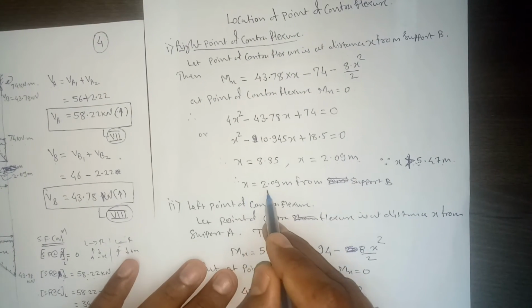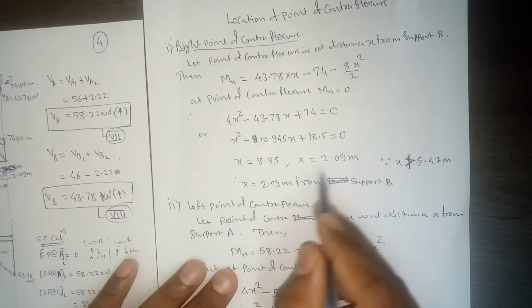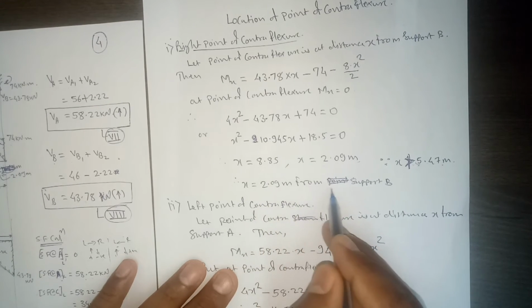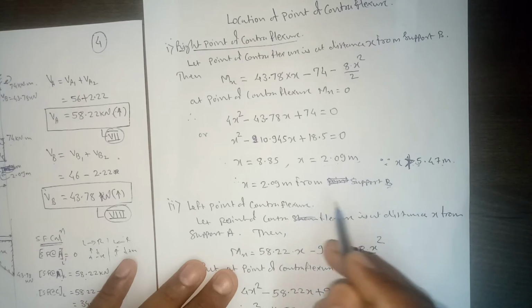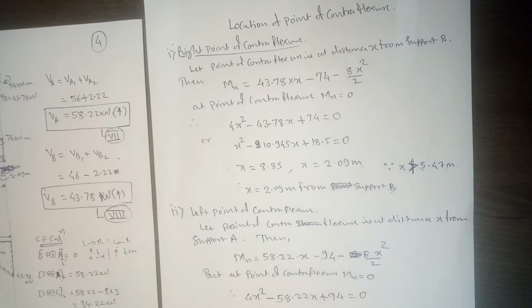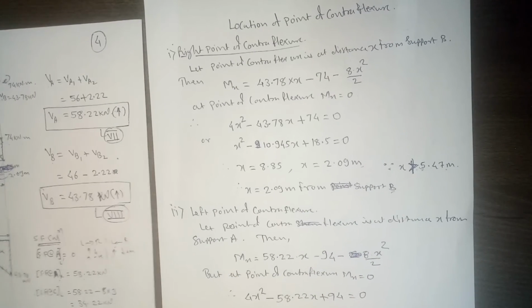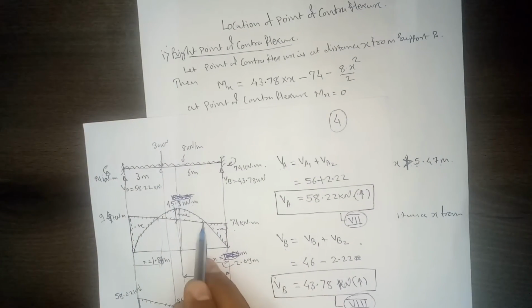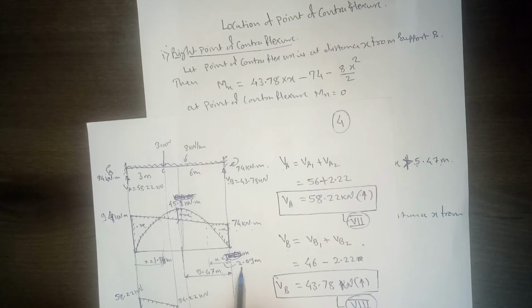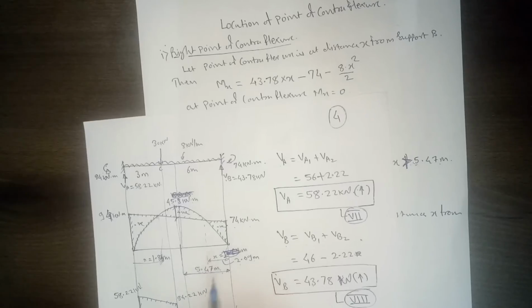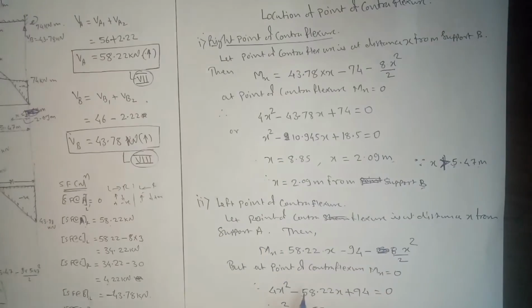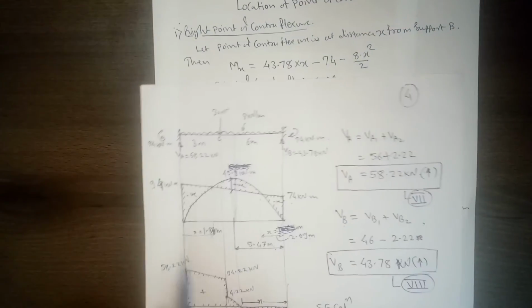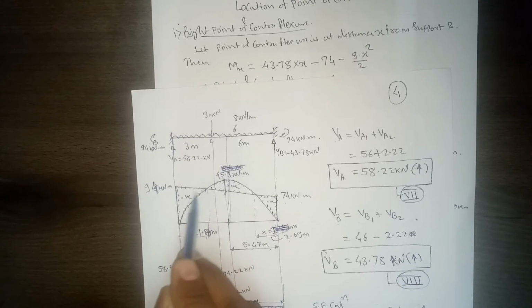So hence x equal to 2.09 meter from the support B. So the location of the point of contraflexure on the right hand side will be x equal to 2.09 meter. Now similarly we can calculate it for this other point of contraflexure as well.